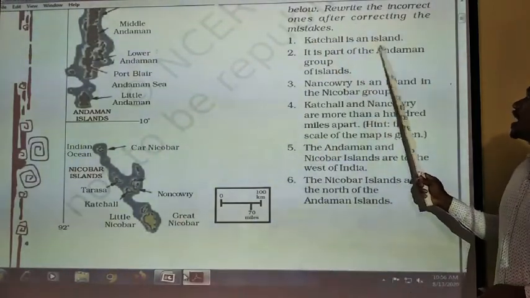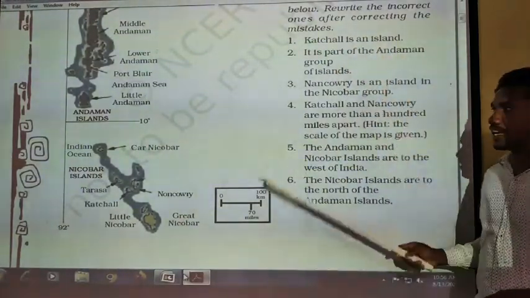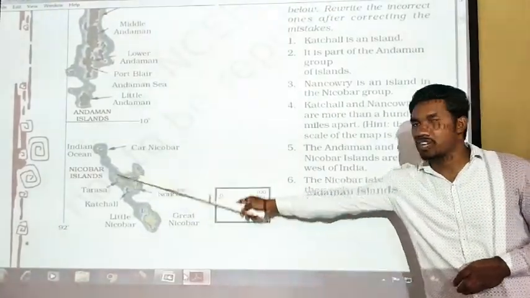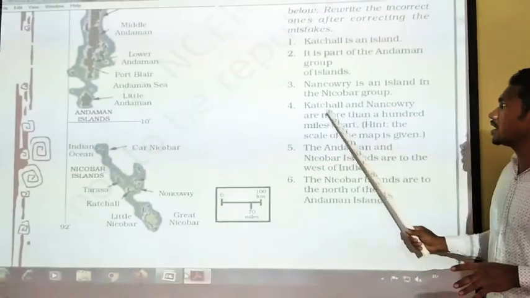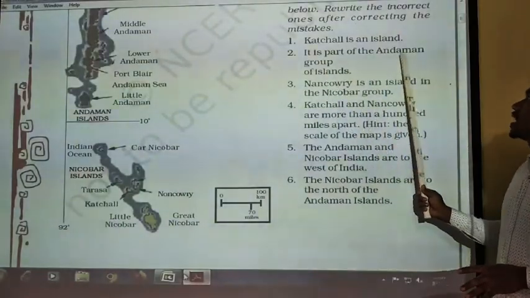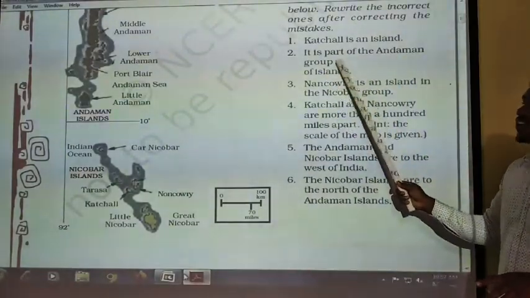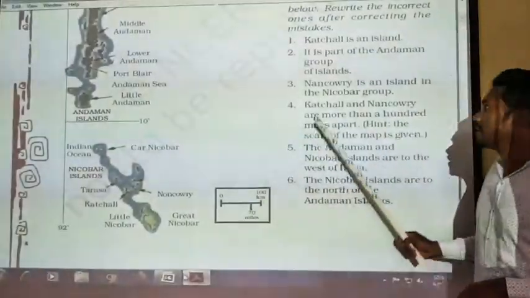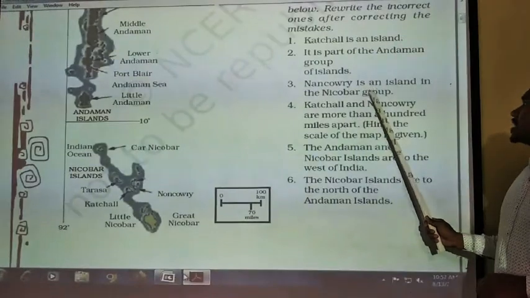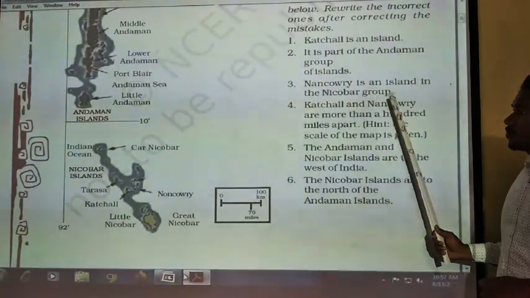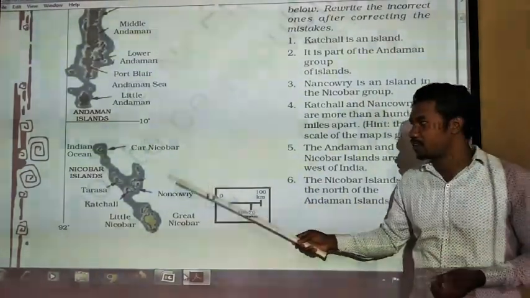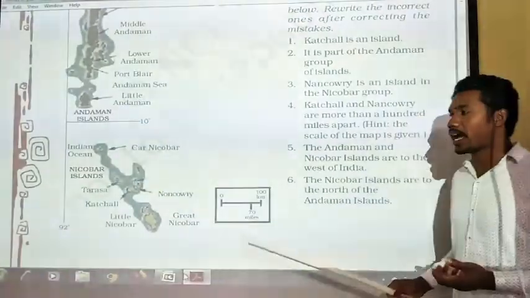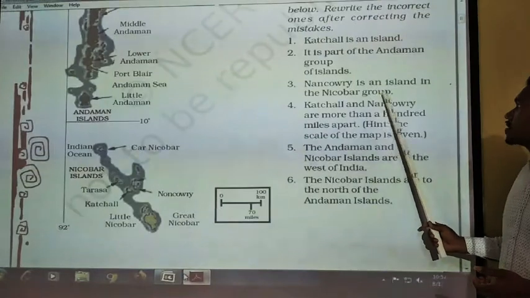Kachal is an island. Kachal is an island, that is true. Kachal is an island that comes under the Nicobar group of islands, and it is part of the Andaman group of islands. Is it true? It is wrong. Kachal is in the Nicobar group of islands. Then Nankauri is an island in the Nicobar group. Nankauri, where it is, you can find out. Nankauri is right here, and this is in the Nicobar group of islands. So is it true? Yes, it is true.